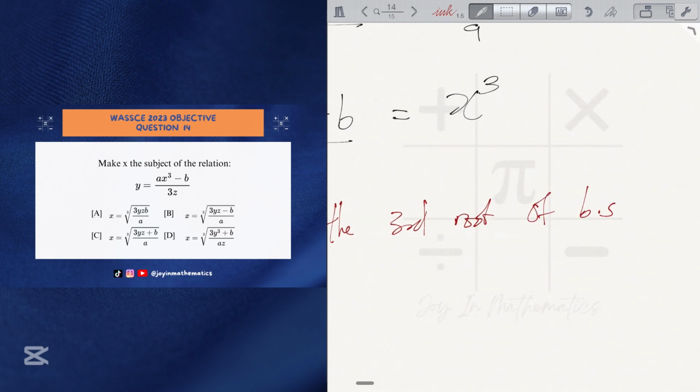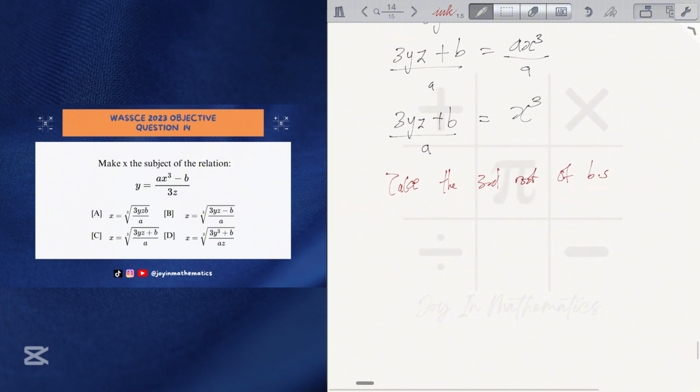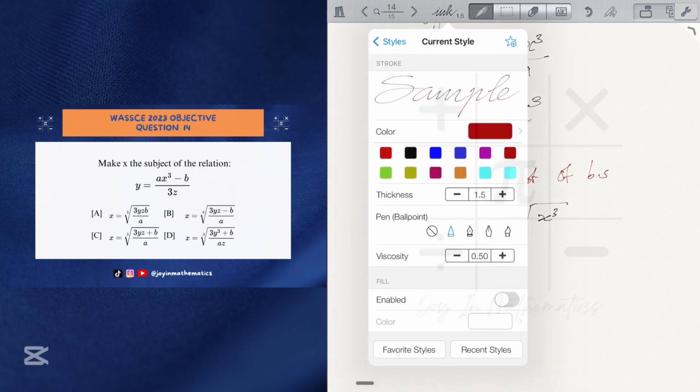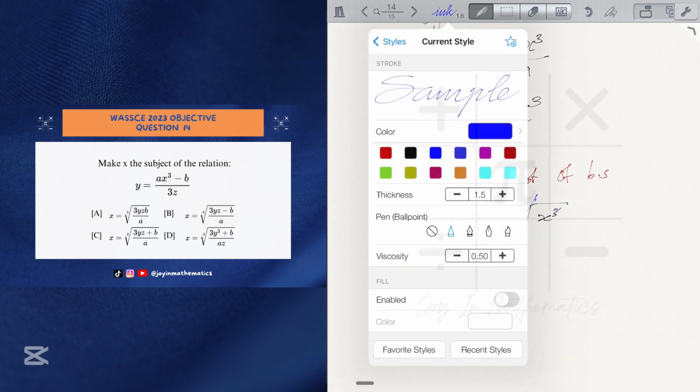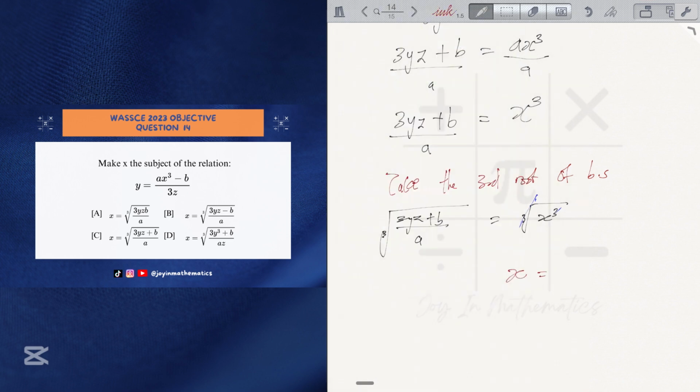So with that done, we will have the right hand side give us x raised to the power of 3 with the third root, and the left hand side will be 3yz plus b divided by a with the third root. Now this will result in x, because the third root will nullify the cube, and we will have x equals the third root.